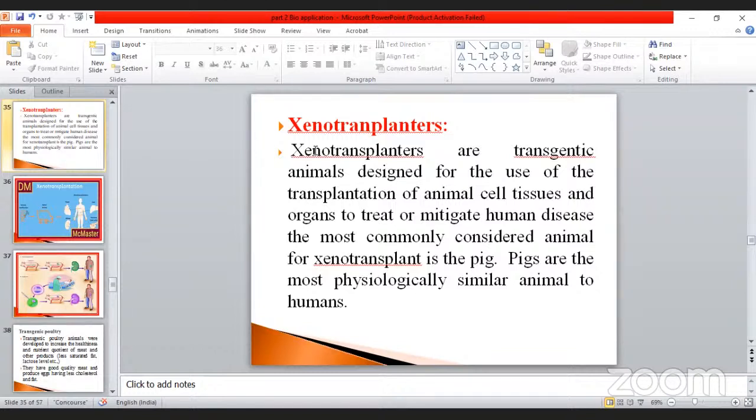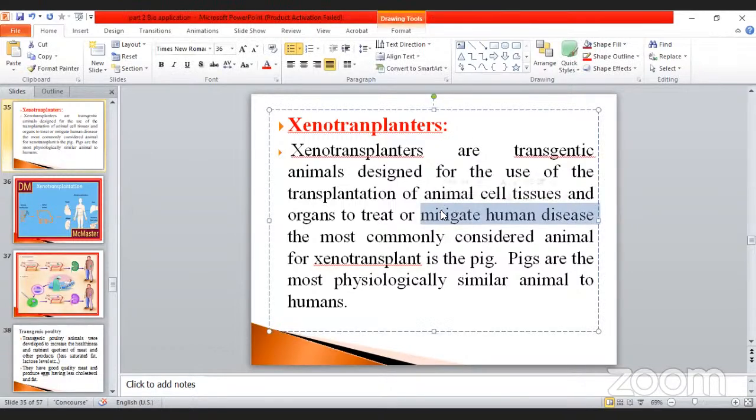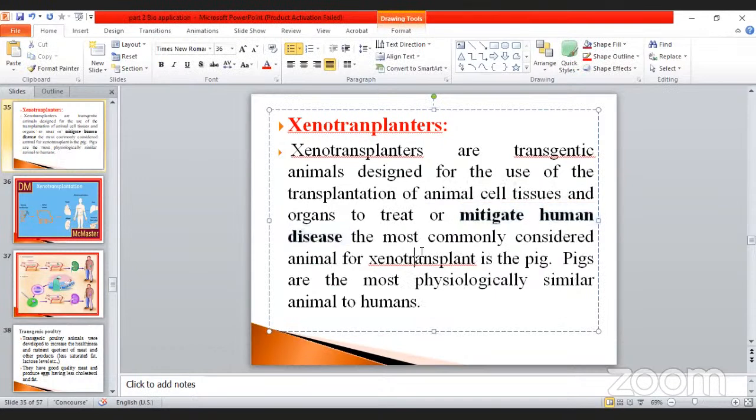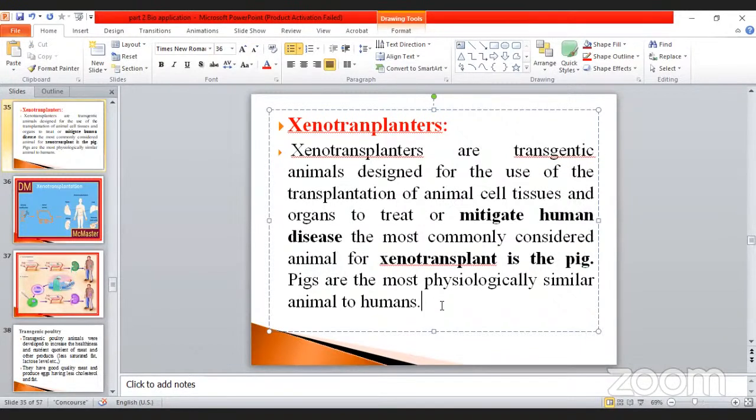The xenotransplanters are the transgenic animals designed for the use of transplantation of animal cells, tissues and organs to treat or mitigate human disease. Mitigate means cell related. The most commonly considered animal for xenotransplant is the pig. So this is very, very important, my dear students. Maximum they took any one of the organs from the pig. Pigs are the most physiologically similar animal to humans. That is very, very important.